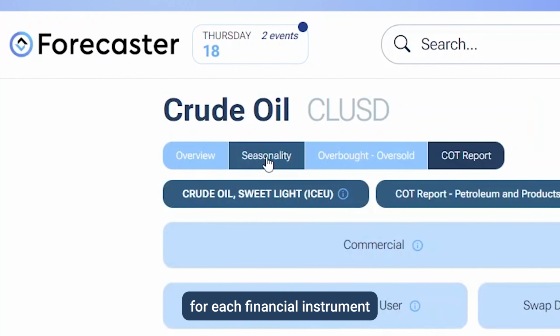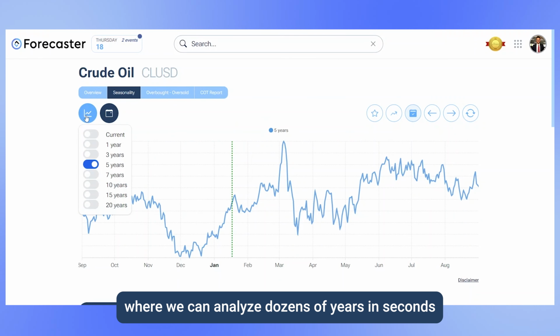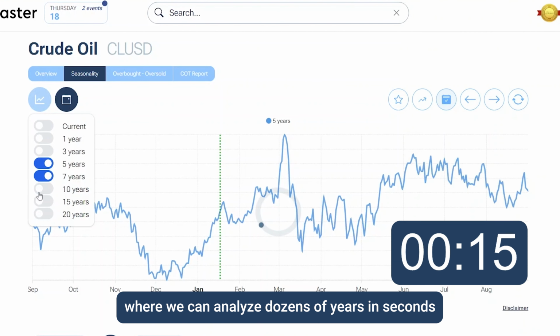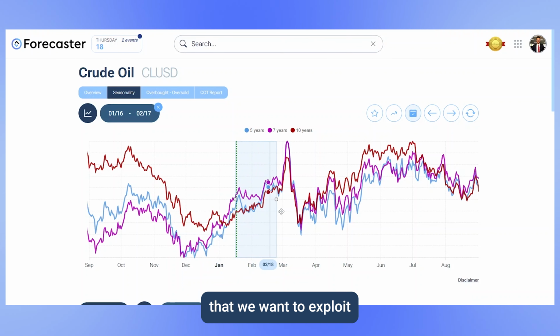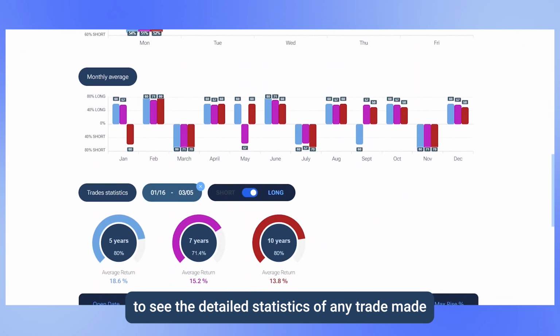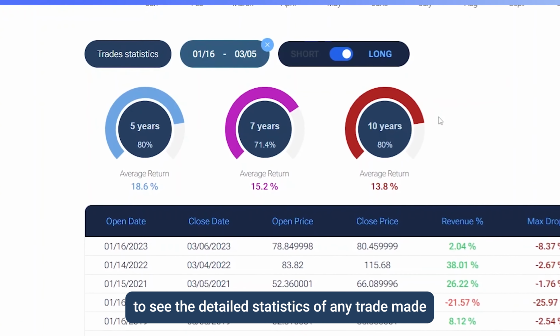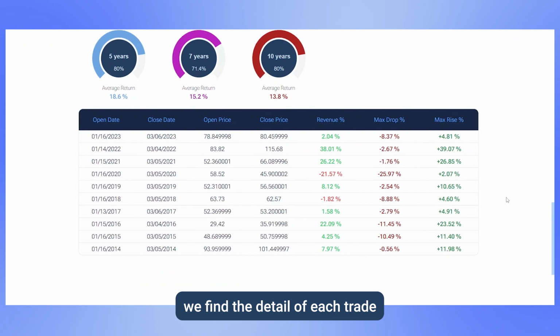For each financial instrument, there is also the seasonality section, where we can analyze dozens of years. And if, for example, we spot a trend on the chart that we want to exploit, we will simply scroll down the page further to see the detailed statistics of any trade made on these specific dates. Further down in the page, we find the detail of each trade.